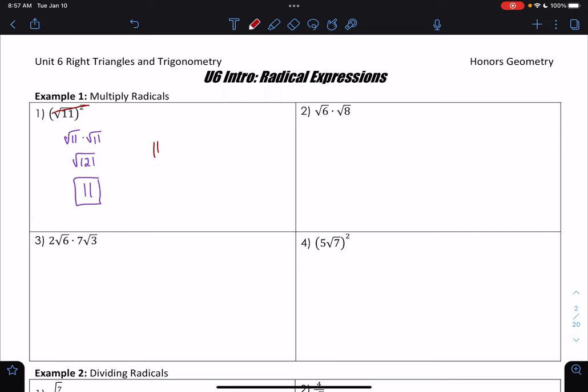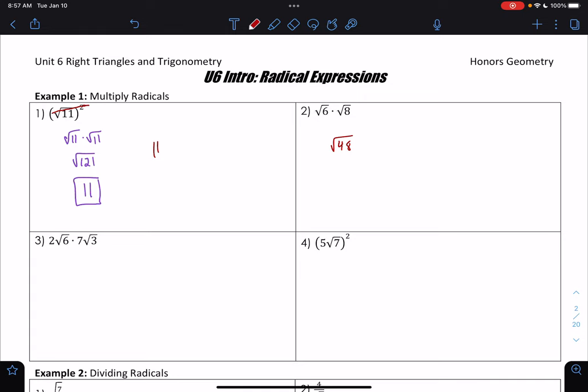So when you're multiplying radical expressions like in number 2, we have the square root of 6 times the square root of 8. Both of those are underneath a radical, so we can multiply those together. 6 times 8 is 48, so the square root of 6 times the square root of 8 is the square root of 48. Now we still have to break down our radicals. We want to simplify our radicals, pull out the biggest perfect square.